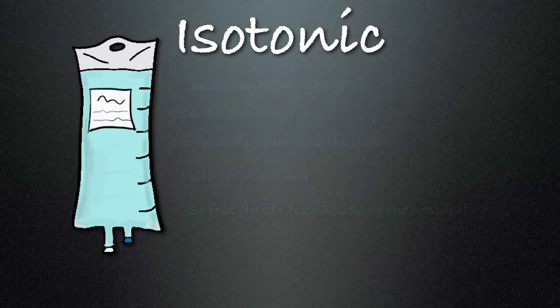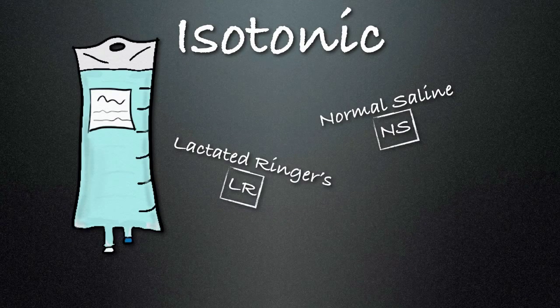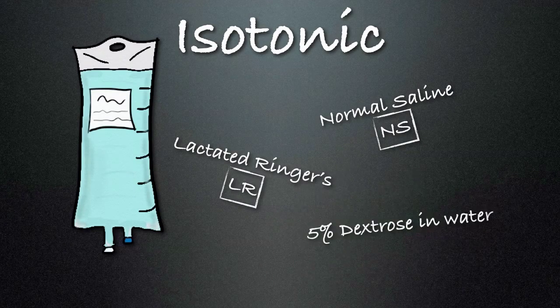Three of the most common isotonic solutions are normal saline, known as NS, lactated ringers, known as LR, and 5% dextrose in water, known as D5W.